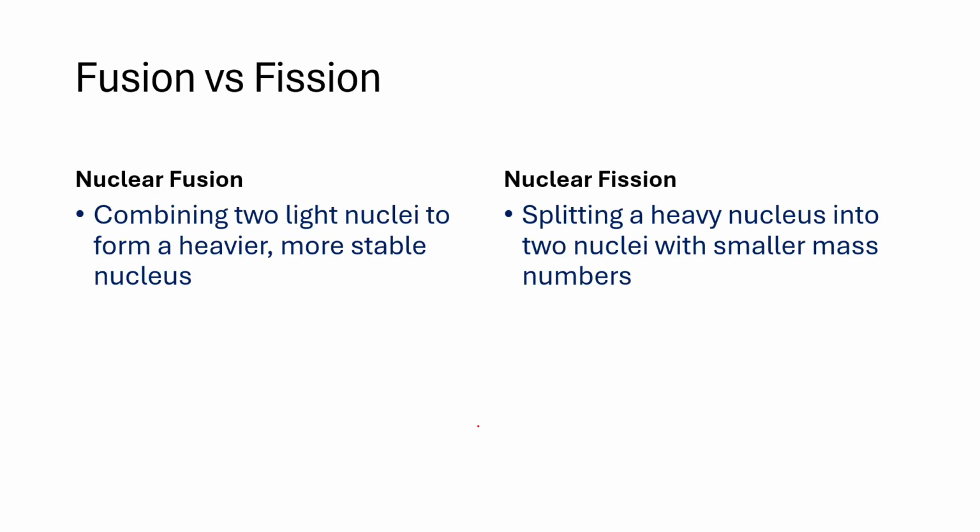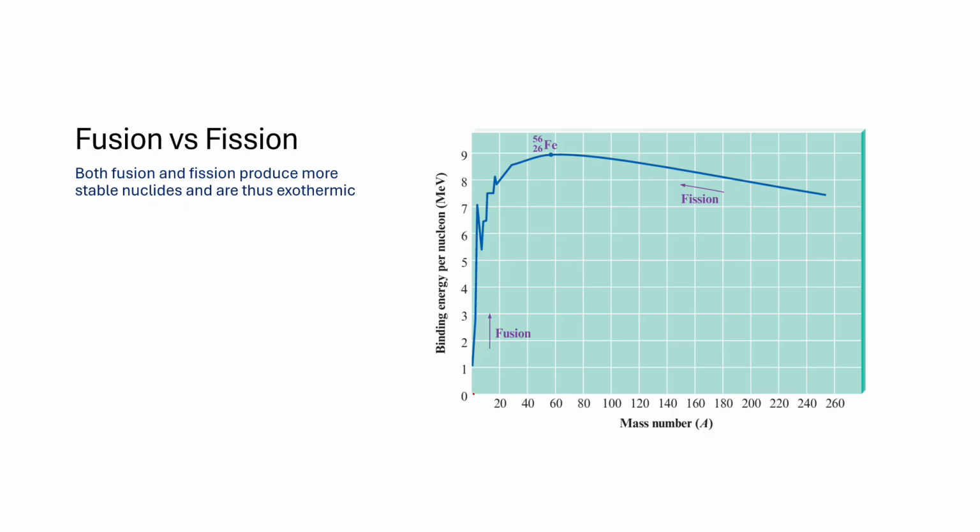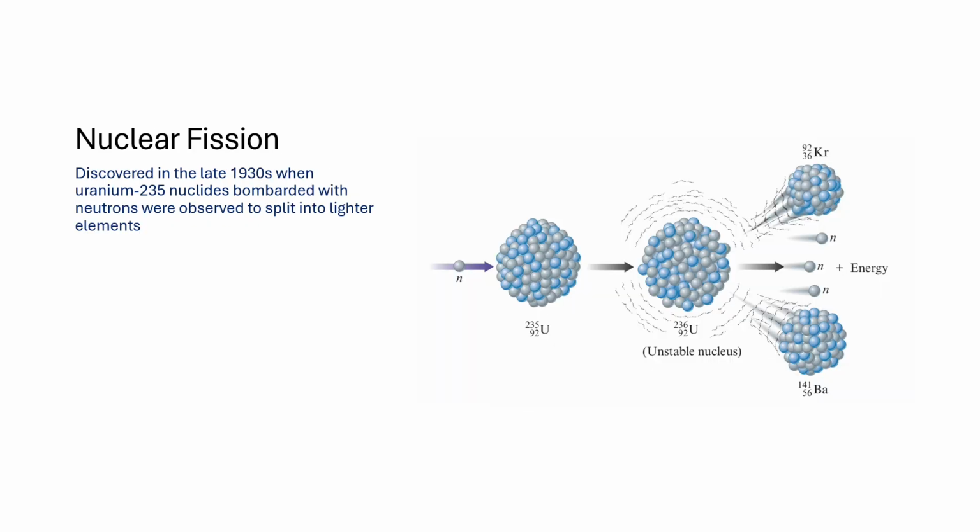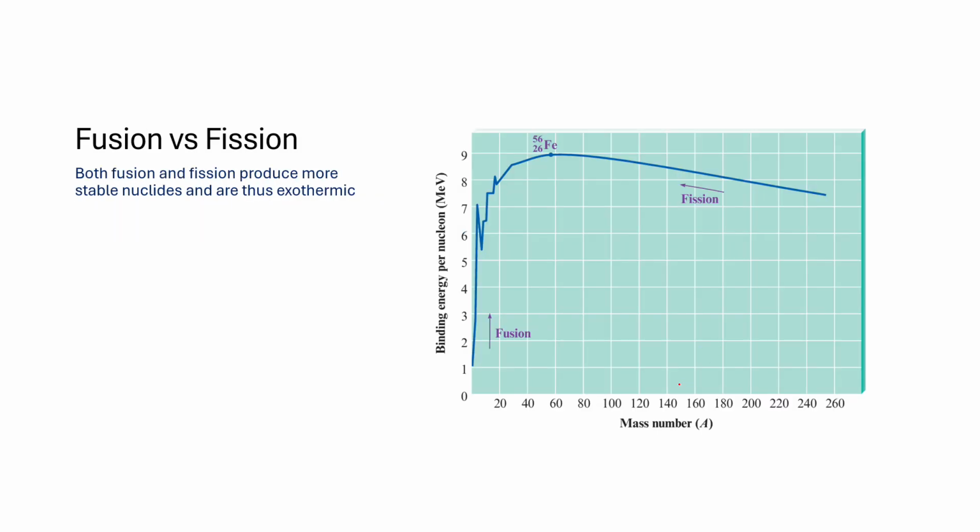Now we have nuclear fission and nuclear fusion. So what's the difference? Nuclear fusion combines two light nuclei to form a heavier, more stable nucleus, while nuclear fission splits a heavy nucleus into two nuclei with smaller mass numbers. Both fusion and fission produce stable nuclides and thus are exothermic.